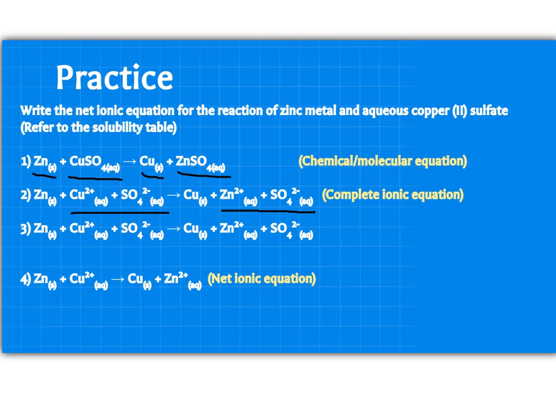Our third step is we need to cancel out anything that is the same on either side, which means they're not changing. And again, they're known as spectator ions. So what you can see on the left, we have SO4 2 minus aqueous, and on the right we also have SO4 2 minus aqueous, which means our spectator ion in this example is sulfate. Our last step here is to write down anything that did change in the reaction, which means that we have zinc solid plus copper 2 plus ion goes to copper solid and zinc 2 plus ion, and that's what's known as our net ionic equation.